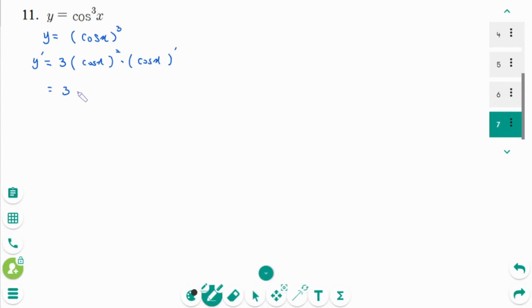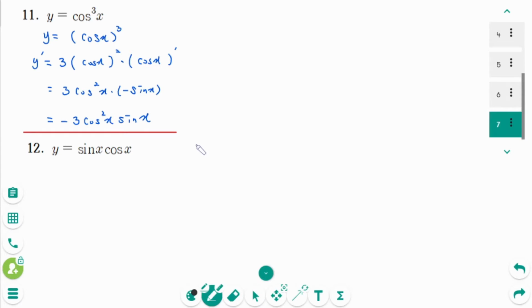Then 3 times cosine squared x times cosine x prime equals minus sine x. The final answer is minus 3 cosine squared x times sine x.